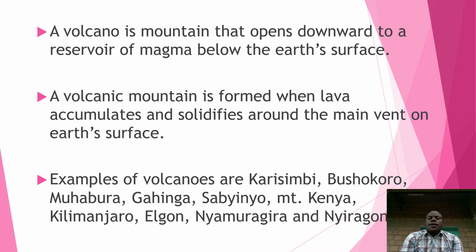For example, in Rwanda, we have Karisimbi, Bushokoro, Muhabura, Gahinga, Sabinyo, and outside Rwanda, we have Mount Kenya, Kilimanjaro, Nyamuragira, and Nyiragongo. So in short, a volcano is formed when lava accumulates around the vent or around the main pipe. It keeps on accumulating and forms a steep mountain called a volcano.